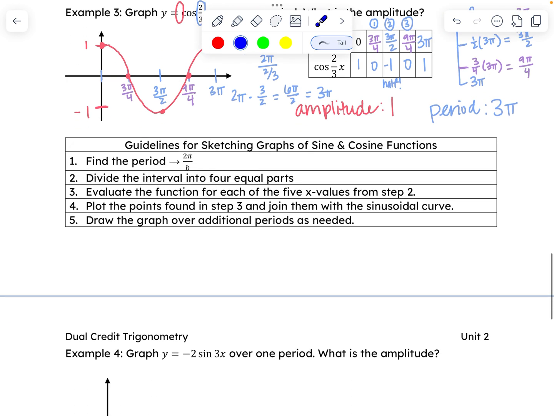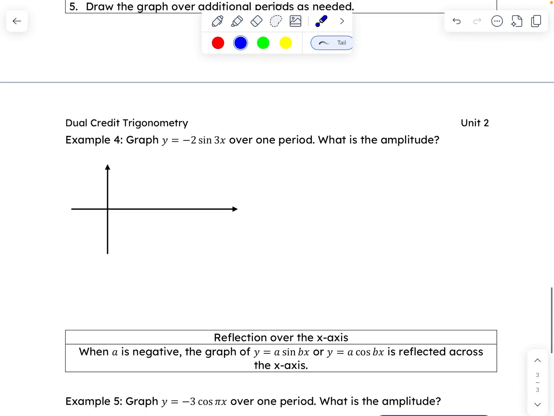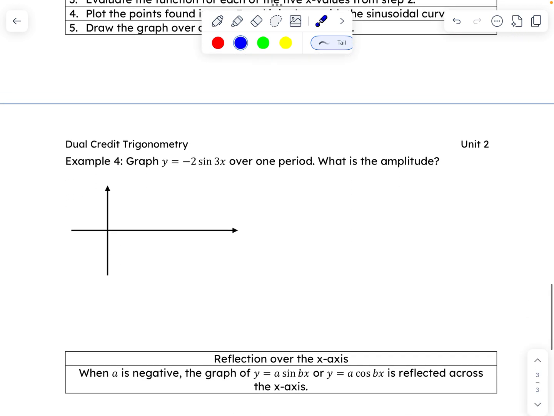Wrong thing. Let's do another one. Ooh, in this one, I added in one more thing that can change our graph. Forgot that I added this in. You can have a reflection, just like we can have a reflection in any of our other parent functions that we talked about in college algebra. If you have a negative in front of your graph, so when that a value is negative, it's going to reflect across the x-axis. So I've got a negative here, which means it's going to reflect.